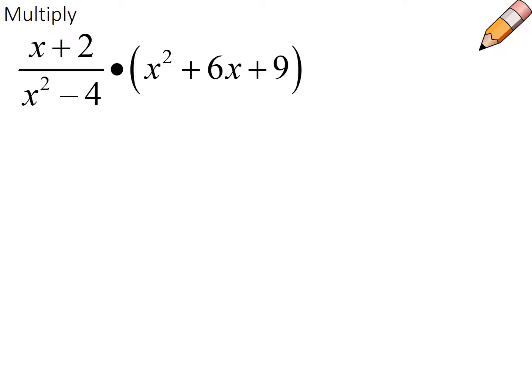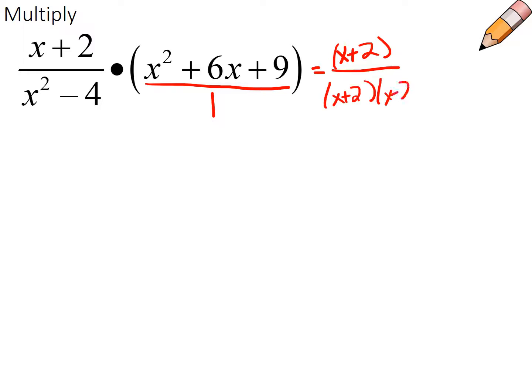Number 3, if they don't give you a fraction and they just give me a polynomial, x squared plus 6x plus 9, that's assumed to be all over 1. So it's not that it's not a rational expression, it's just a rational expression with a denominator of 1. So let's look at the first rational expression, x plus 2 divided by x squared minus 4, and we need to simplify him or break him into factors. So the numerator can't do much else, it's just x plus 2. X squared minus 4 is a difference of squares, so that's x plus 2, x minus 2.